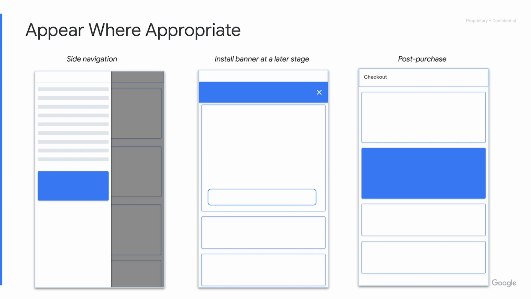And on the right-hand side is an example of a post-purchase prompt. When someone has just completed a key task like a purchase, it is a good time to ask them to install. First of all, you are not interrupting, and then if the user has just purchased something, it is a strong signal that they will likely also install.